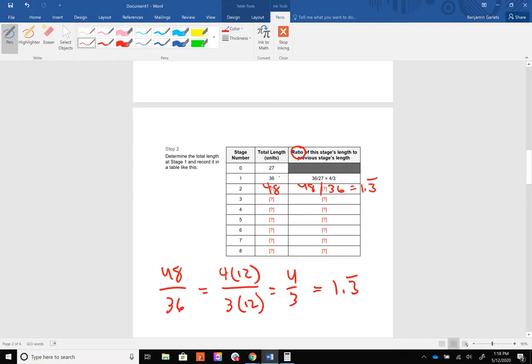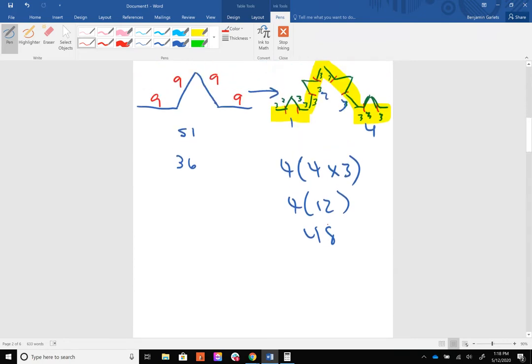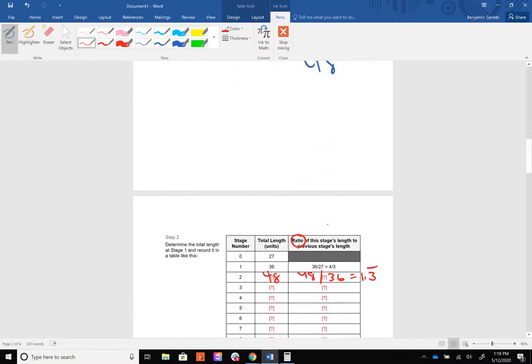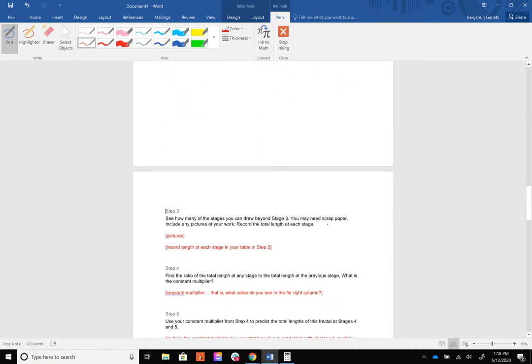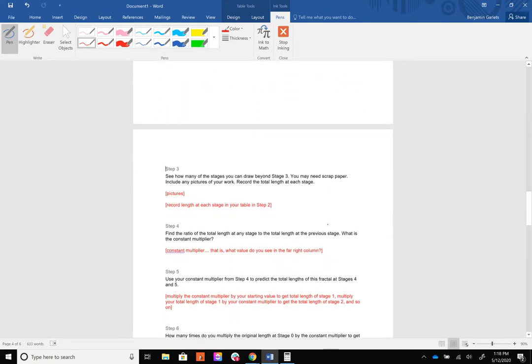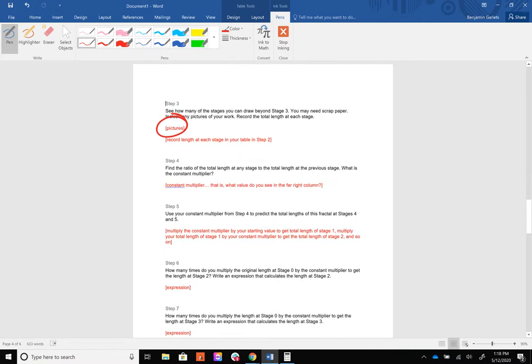So you're going to continue to go through this, and I'm hoping that you start to see a pattern that makes your life easier, because as you start to draw your Koch curve steps, you'll notice that it's going to get smaller and smaller. So a little bit more difficult to observe. There's a lot of really cool visuals online. So see how many stages you can draw beyond step 3. You may need scrap paper, so make sure you put those pictures in here if you're doing that.